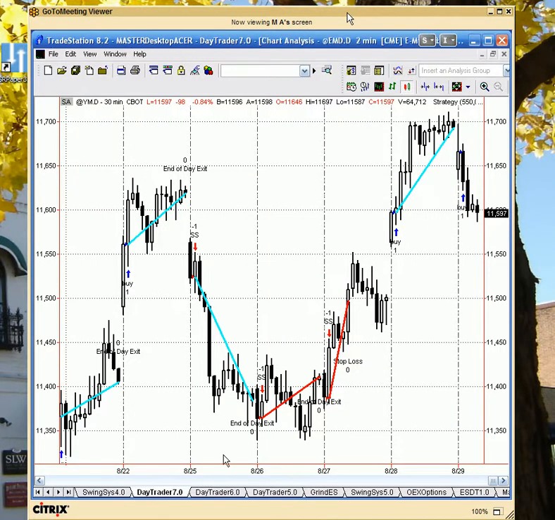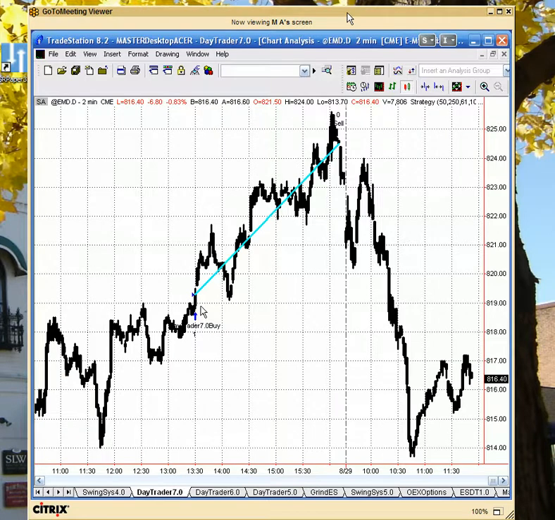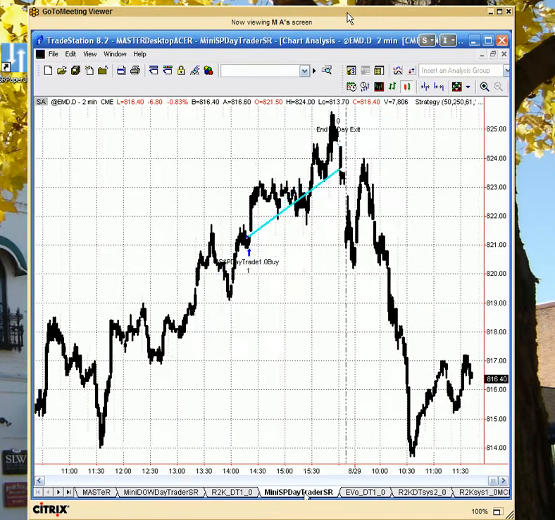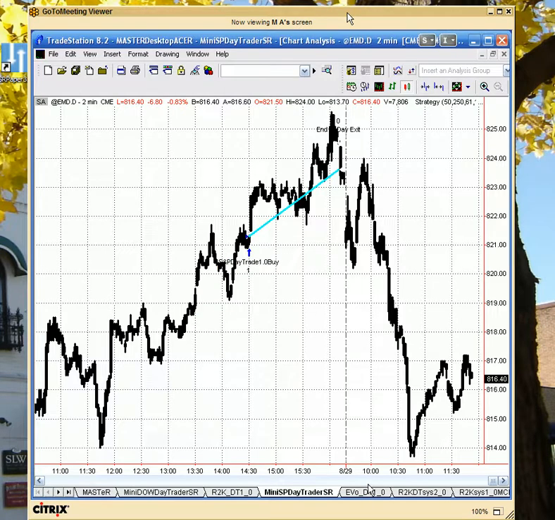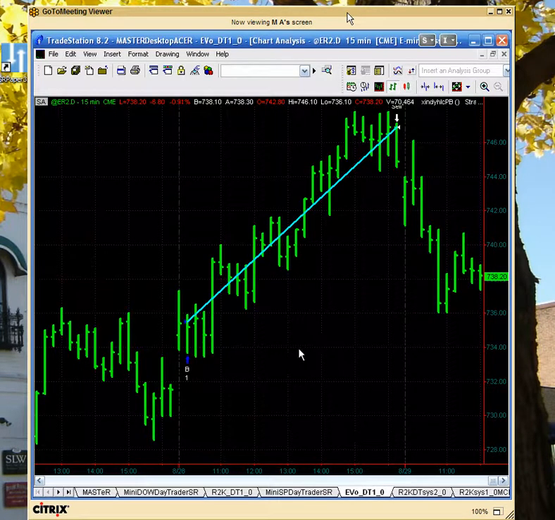The Day Trader 7.0 participated very nicely in the move yesterday. The S&P, these are the S&P 400s. The 1.0 participated nicely as well. That looked very similar. But the banner setup of the day was the Evo. Just a very nice setup.